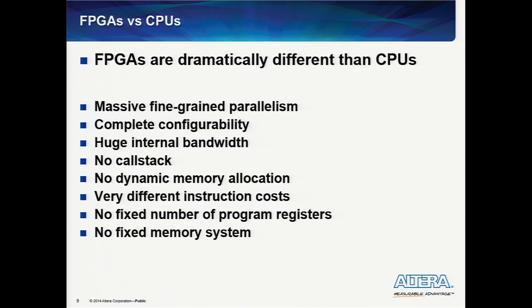What are the differences you have to think about when you're targeting an FPGA versus a CPU? It's important to know that FPGAs are really, really different. They offer massive fine-grained parallelism, which leads to very, very high levels of instruction-level parallelism. They're completely configurable, which means that any signal on the FPGA can route to any other block. And they offer huge internal bandwidth. With the amount of on-chip random access memory and registers we have, we can perform very, very large amounts of data movement very efficiently and cheaply on the FPGA.